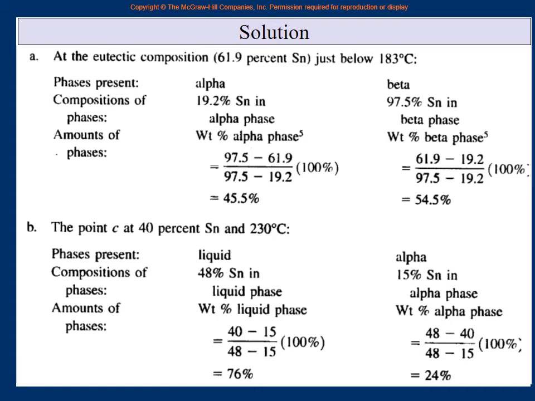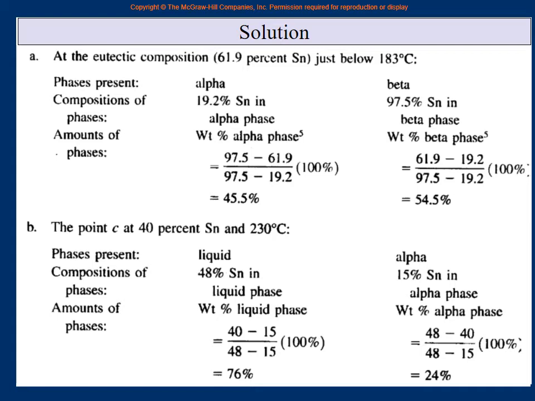So the tie line, it is the tie line at the eutectic temperature, 183. You will see that it goes there and cuts alpha at 19.2%, and it goes there and cuts the other one, beta, at 97.5. So the alpha point is 19.2%, the beta point is 97.5%, and then you can write whatever you have. If you want to find alpha, you go to the other side, you say 97.5 minus the original 61.9.